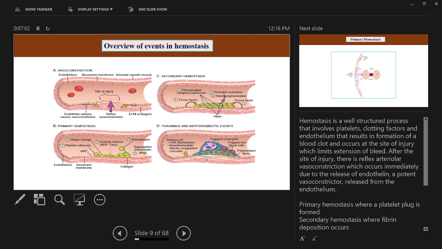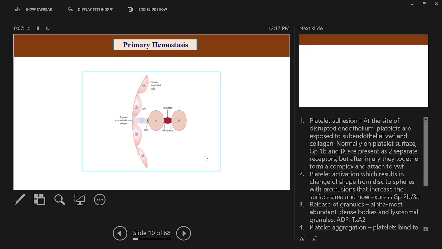The second step is primary hemostasis, where a platelet plug is formed, followed by secondary hemostasis, where fibrin deposition occurs, and ultimately leading to clot stabilization and clot dissolution. So let us take each and every step with a close look. The first thing is primary hemostasis.